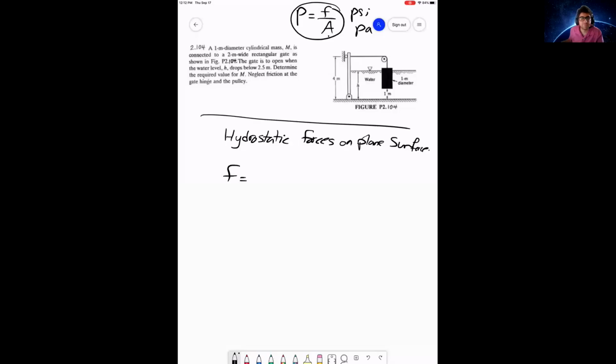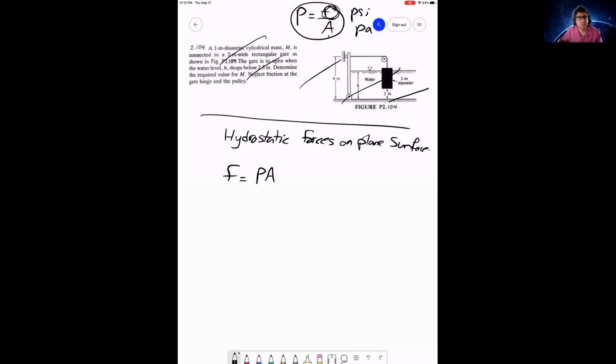For this image. No, not for this image. Disregard this image. Okay, we're trying to find this force. How would you solve for this force? Oh, just multiply by A. Yes, so it's just pressure times area.